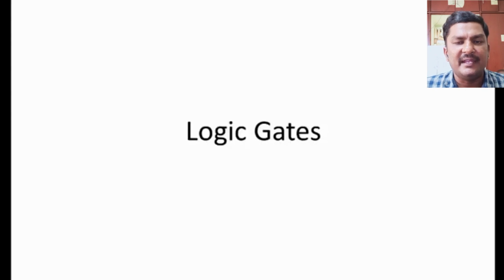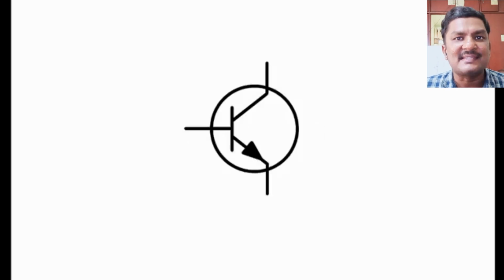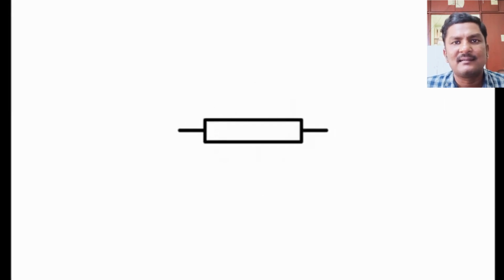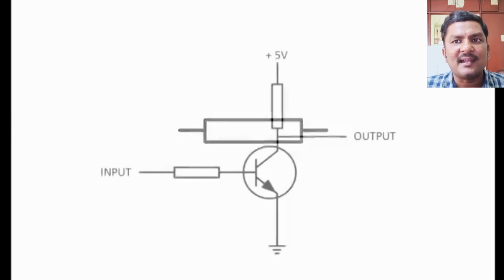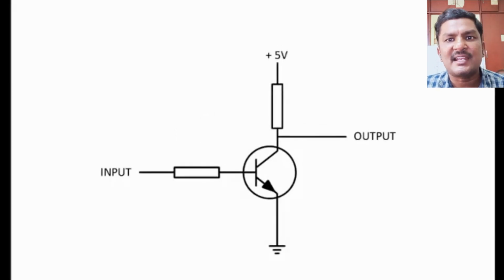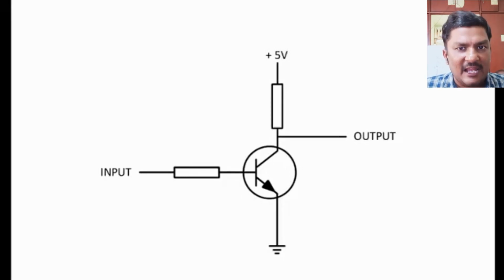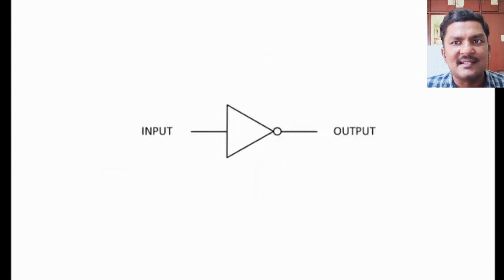Generally in digital electronics, they consider a transistor and a resistor. Using a transistor and two resistors, they design a logic gate, that is NOT gate. NOT gate has one input and one output.